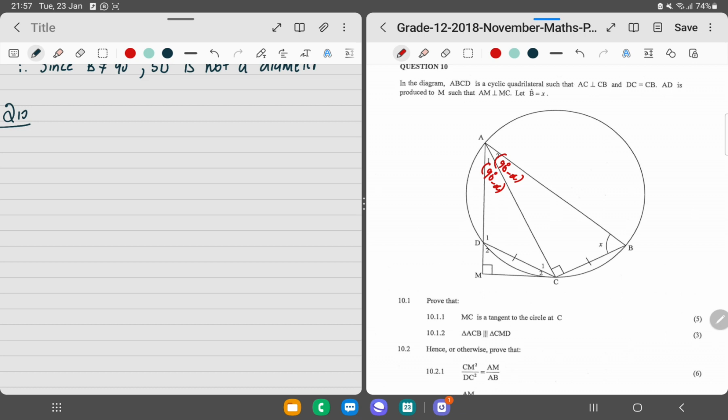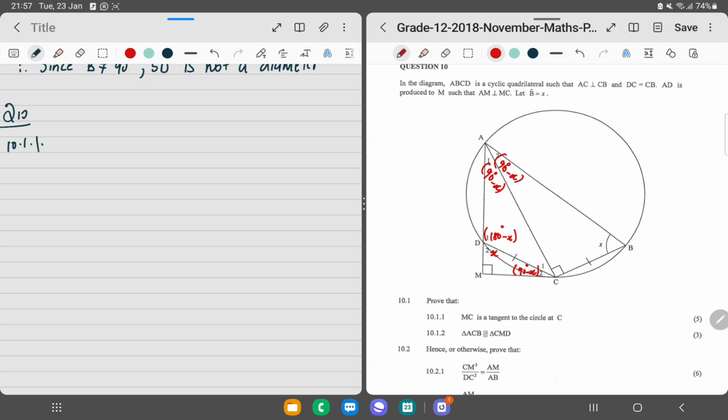Okay. And then D2 is equal to X because this is a cyclic quad. And then this exterior angle should be equal to the interior opposite. So that is equal to an X. Okay. So it means that C2 must be equal to 90 degrees minus X. Okay. And this is 180 degrees minus X because of the angles on a straight line.